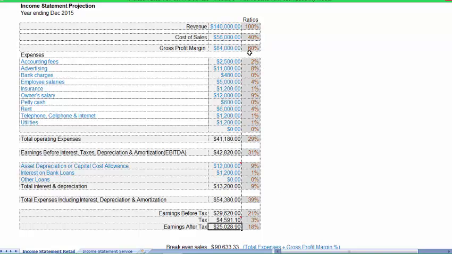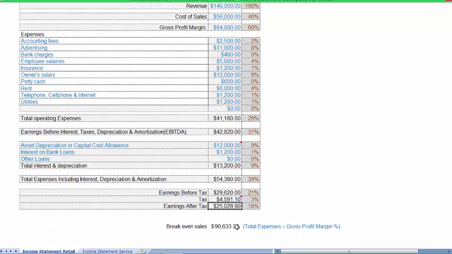And you'll see on the right-hand side here we have some ratios. This will tell you what your cost of sales is, what your gross profit margin is, and then these percentages on the side here are all divided by revenue. So what it's saying is that your accounting fees are 2% of your revenue, your advertising is 8% of your revenue, your employee salaries are 4% of your revenue. So your accountant would discuss this with you at the end of the year. The nice thing about these percentages, it'll make it easier for you to forecast the new year. So make sure you analyze these percentages on an annual basis with your accountant.